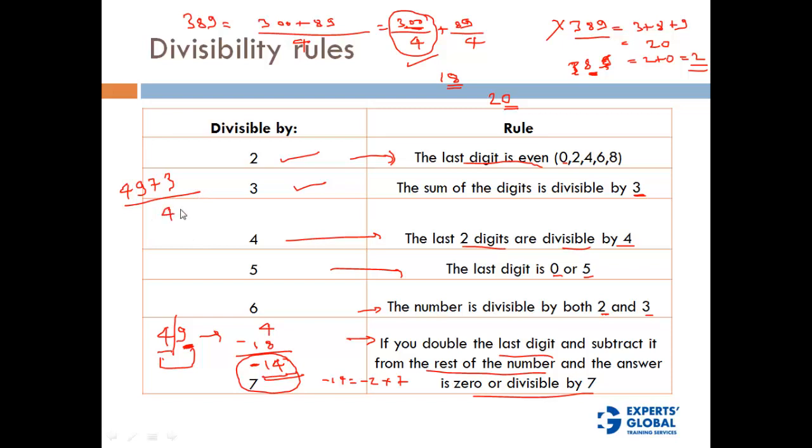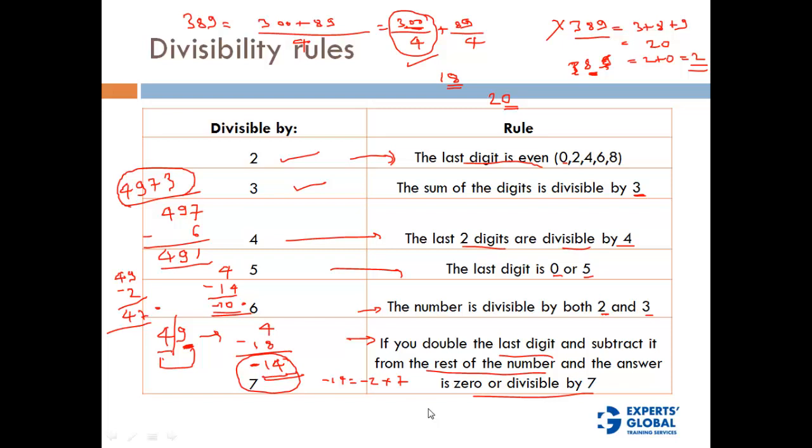We consider 497 minus 6, right? 3 into 2 is 6. We get 491. Subsequently, for 491 you do the same logic: 49 minus 2. What we get is 47. Now 47, we know it's not a multiple, but if you want, you can still go ahead. You can do 4 minus 14, which is minus 10. You can keep continuing this, but at this point you can conclusively say that the original number was not a multiple of 7.